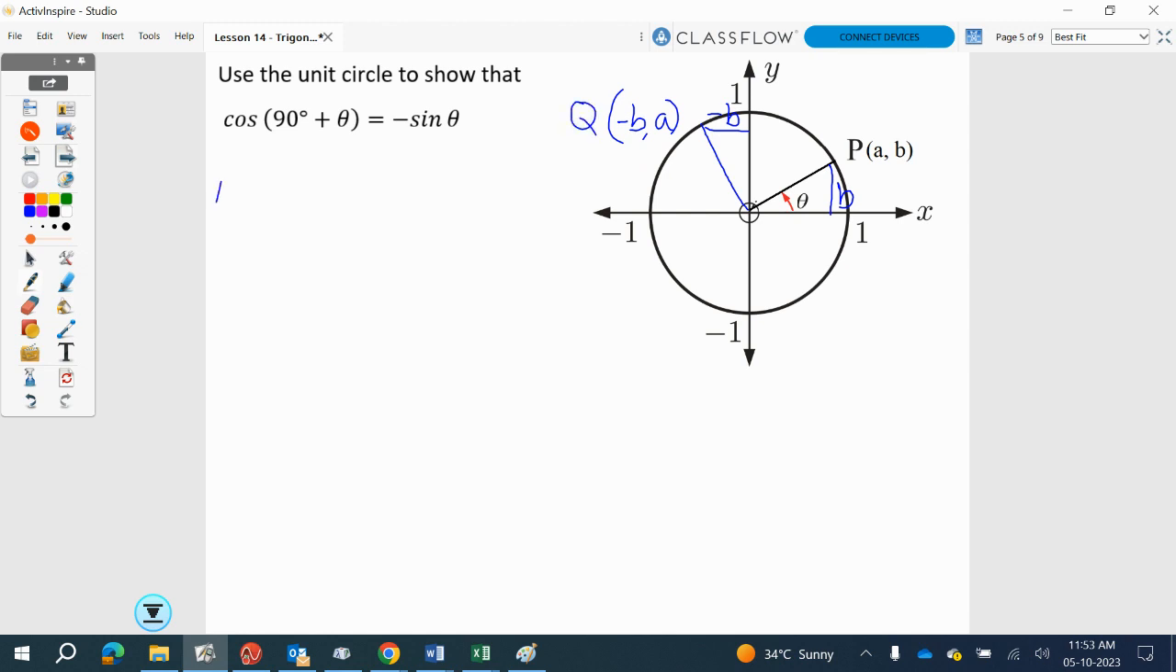To make our proof, the left-hand side is equal to the cosine of 90 plus theta. That's this, point Q. The cosine value is minus b. Now over at point P, b represents the sine value. So this would give us minus the sine value, which is the right-hand side. Okay, we good? Let's try this one.